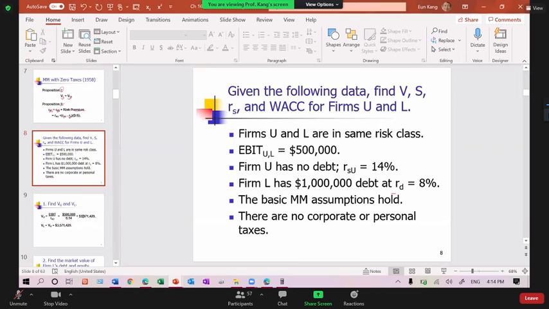Then we can have some examples. They are in the same risk class, that's the assumption. Let's say EBIT is the same, 500,000. Everything else has to be the same except what? Capital structure, right? Firm U has no debt, and its cost of equity RSU is 14%, let's say, that is given. Firm L has 1 million debt, and RD is 8%. And basic MM assumptions hold. There are no corporate or personal taxes.